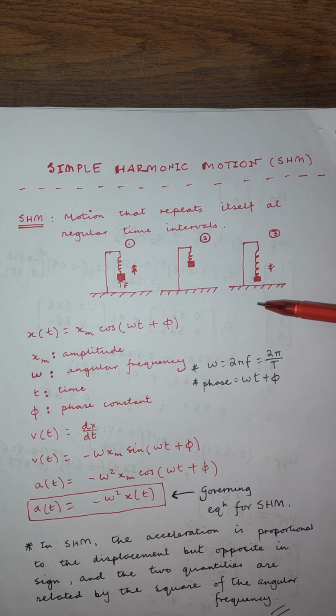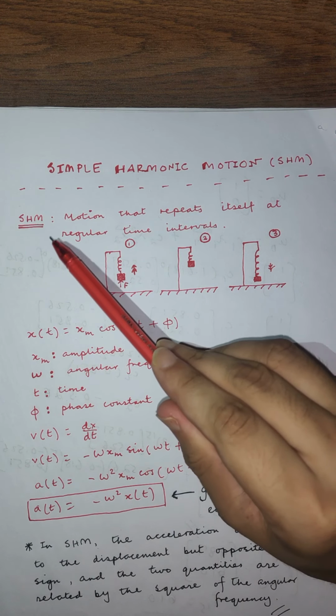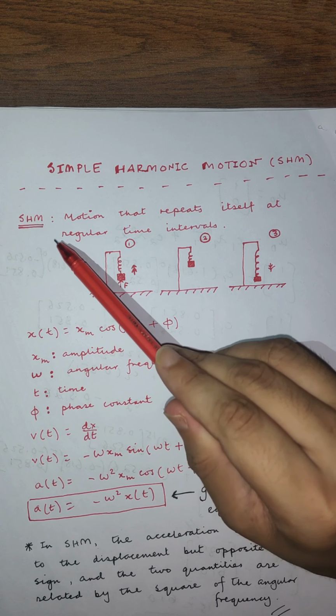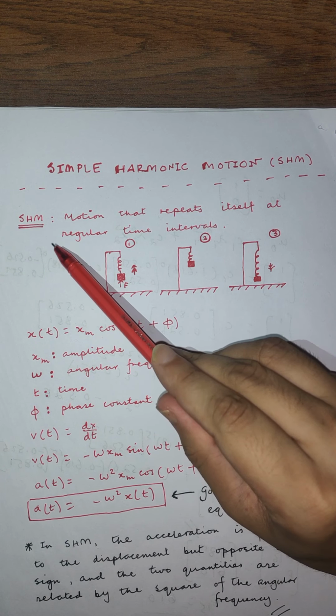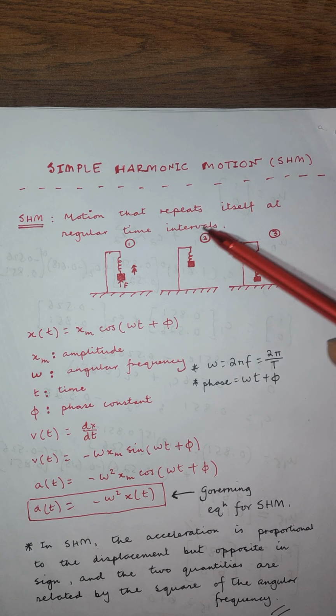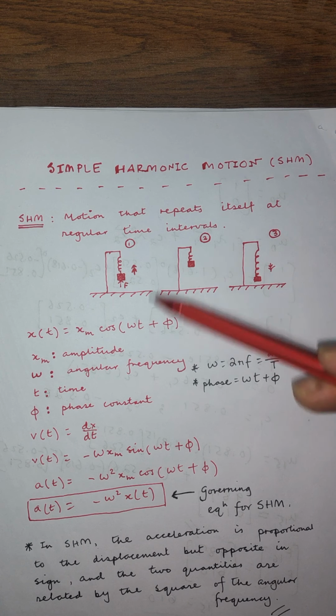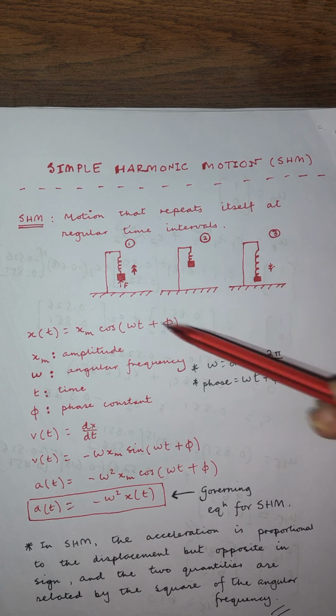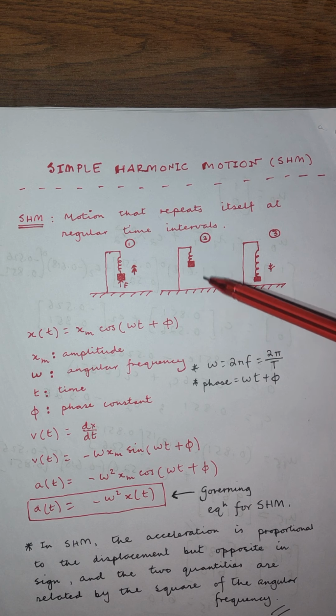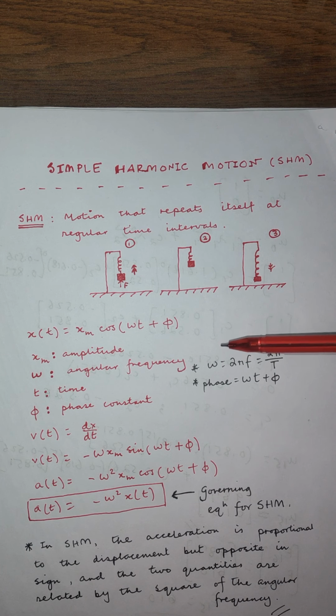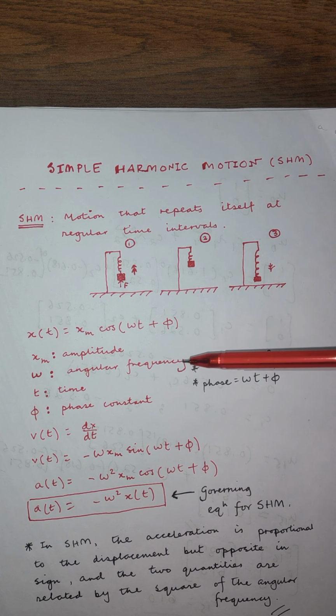So this up, down motion is what we call simple harmonic motion in plain words. It's a motion that repeats itself at regular time intervals. That was just a demonstration of what actually happens in a practical scenario. And now I would talk about the equations, the technical terms.